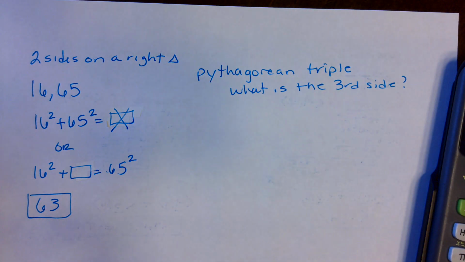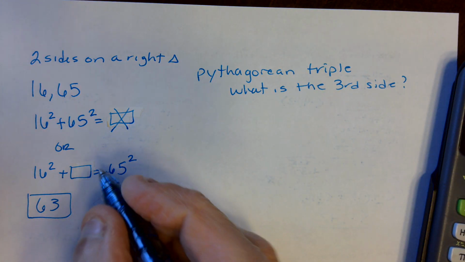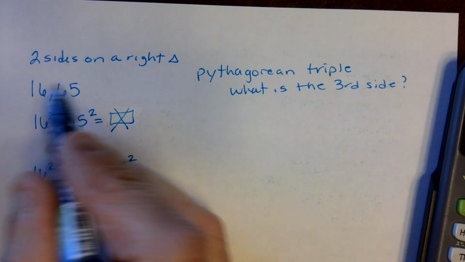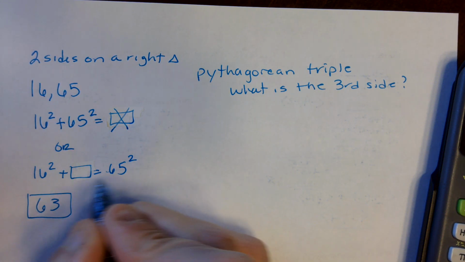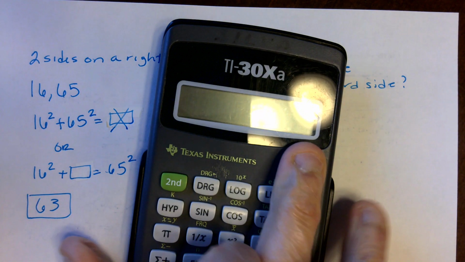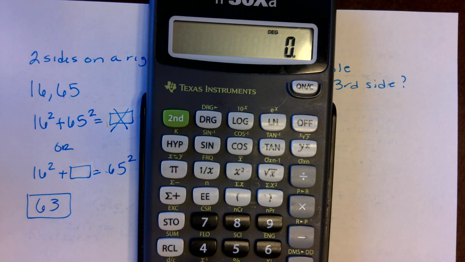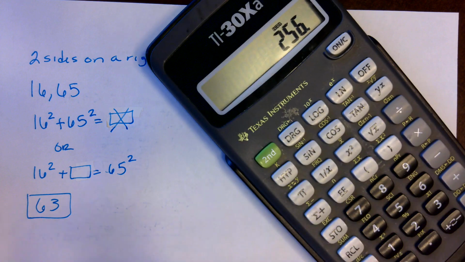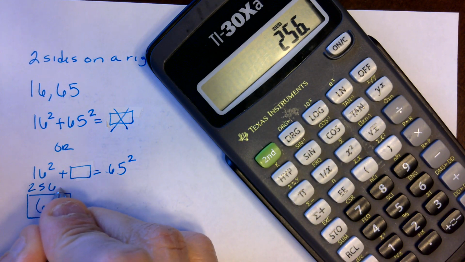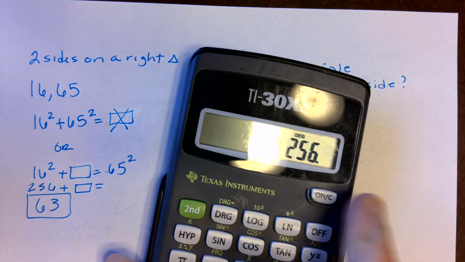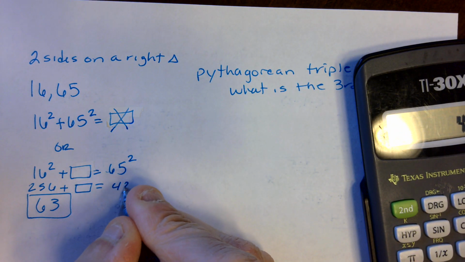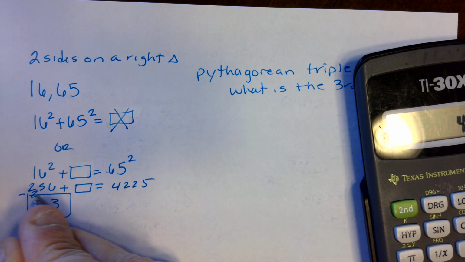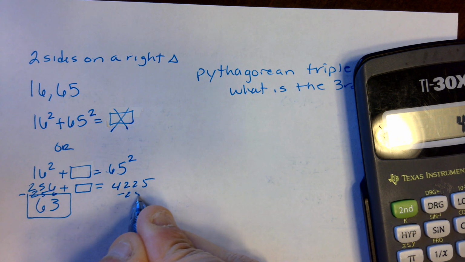Now, FYI, you can do all the work. I'm not going to actually require you to on Arrow. I just want you to try to play around and see if you can figure it out. But if you didn't follow this, then do the work. Do every step, right? So 16 squared is 256 plus 65 squared is 4225. And then you subtract, right, the 256 from both sides.